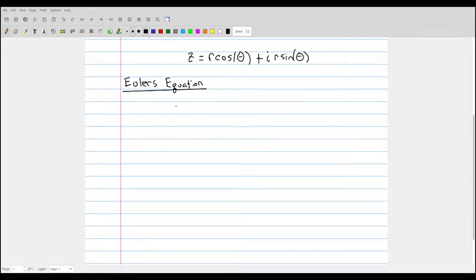So Euler's equation is the following. It says that for any angle theta, e to the I theta is equal to cosine of theta plus I times sine of theta. And if you stop and think about this, this is a fairly remarkable mathematical identity, because it's relating real numbers, so the exponential function, imaginary numbers, so the I showing up in this equation, and the trigonometric functions.